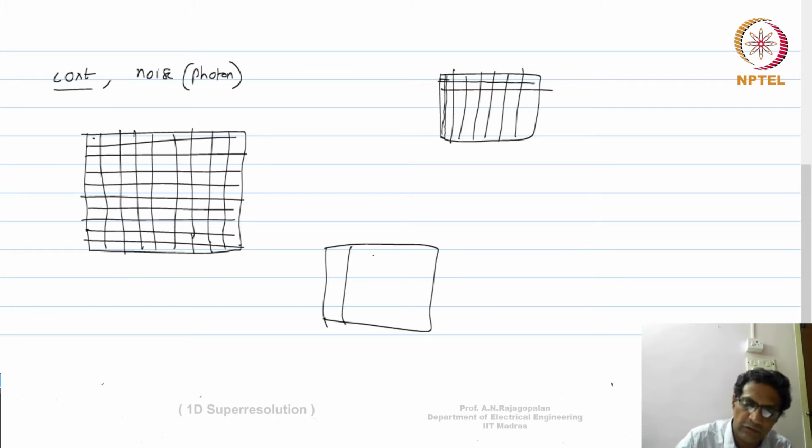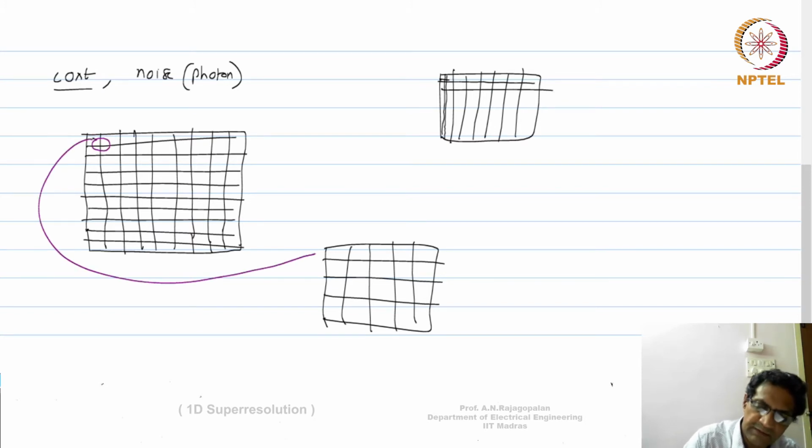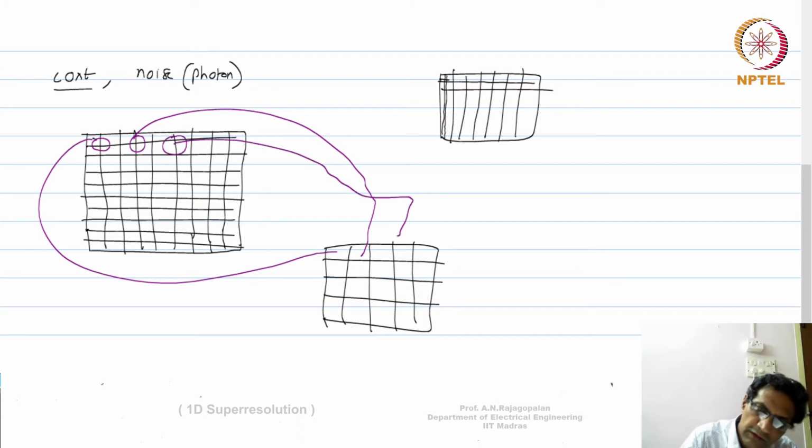When you capture it with a low resolution camera, because your sensor size is larger, what really happens is that 4 of these pixels map to 1 pixel here. Similarly, the next 4 would map to the next pixel, and the next 4 go to the 3rd pixel. This will go here, and so on.